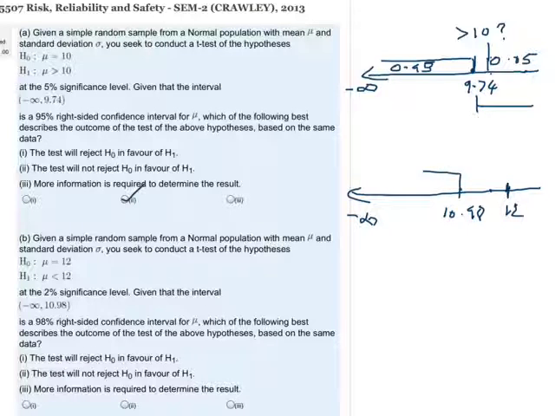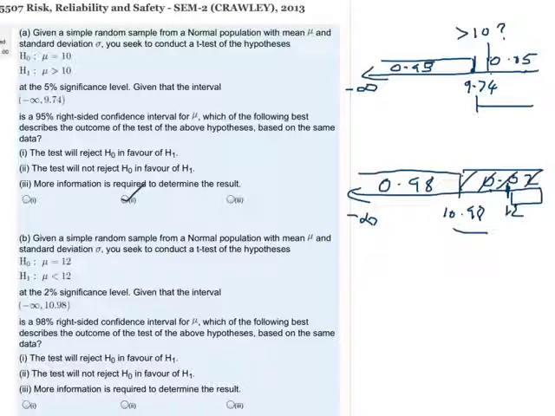So we know in this area here there's a 0.98 chance that mu is going to be less than 10.98. So that means this whole range here is 0.02. So what does that tell us about this range here? Is it going to be less than 0.02? Well, of course it is, because it's a subset of the range 0.02. So clearly we can prove that mu is going to be less than 12 with more than 98% certainty.